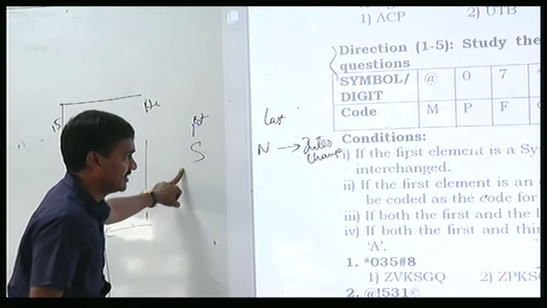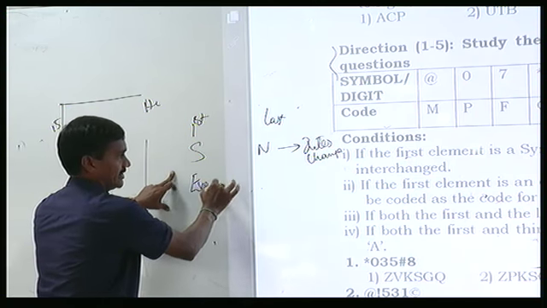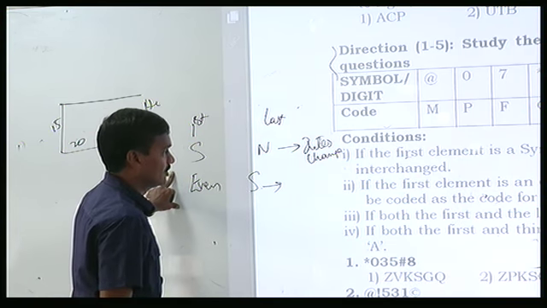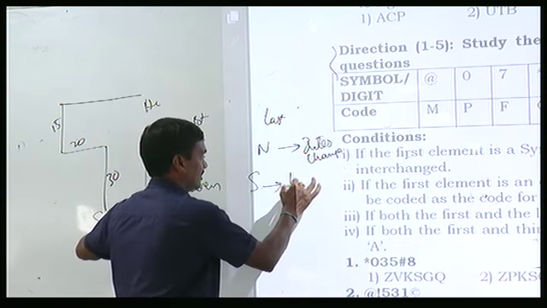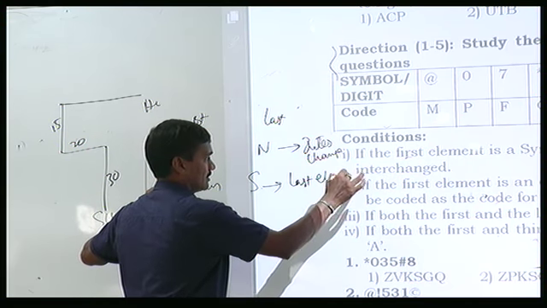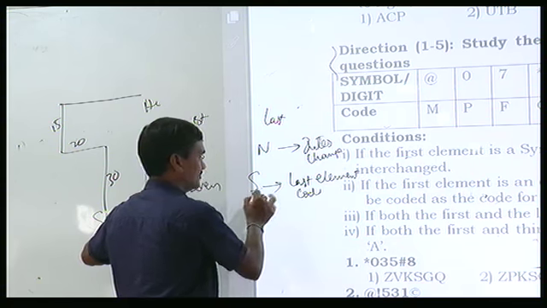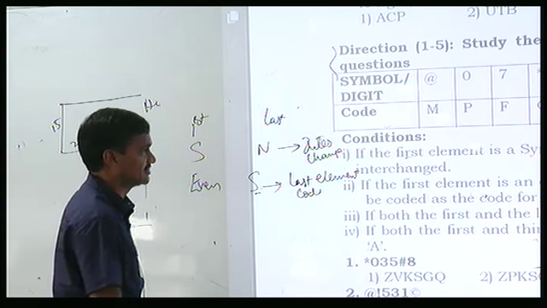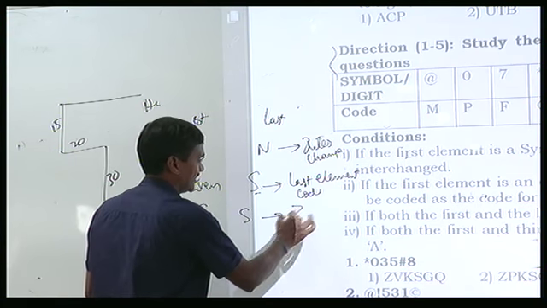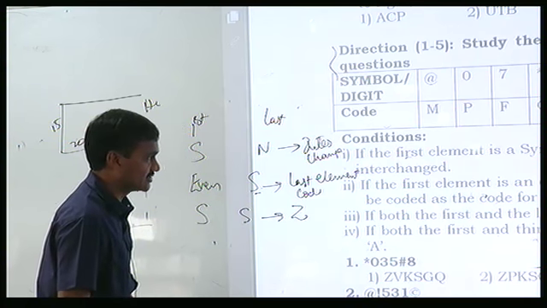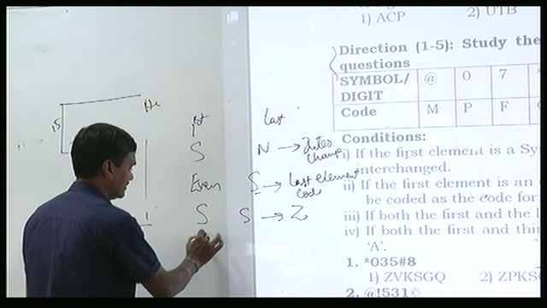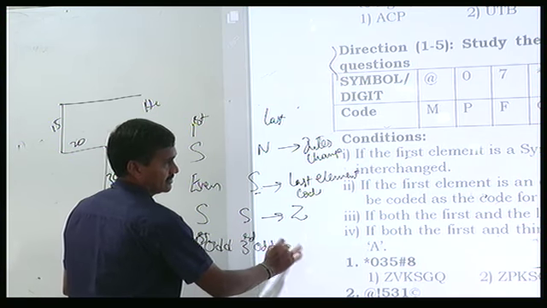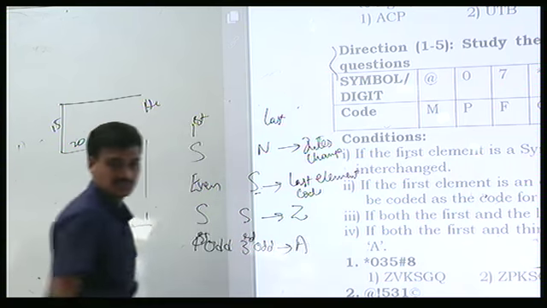Then next one. First element is even and the last element is a symbol. Then what should be done? Both are to be coded as the last element code. That means the code of this symbol. Then if both the first and the last elements are symbols, symbol and symbol, then it is Z. If both the first and the third elements are odd, first is odd, third is odd, then coded as A. This is the information given.